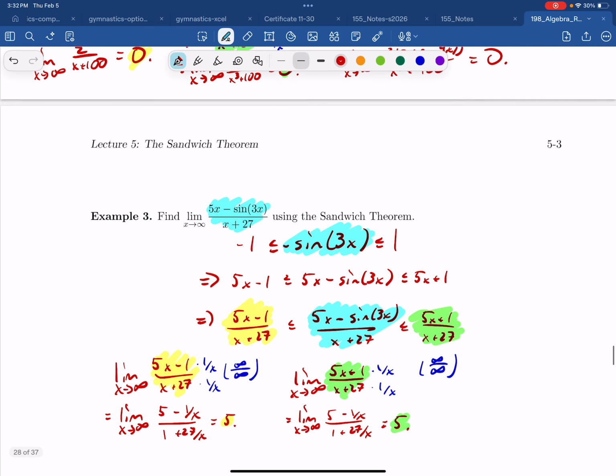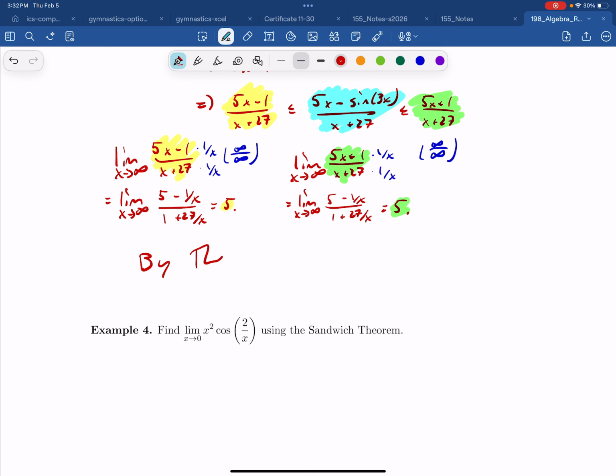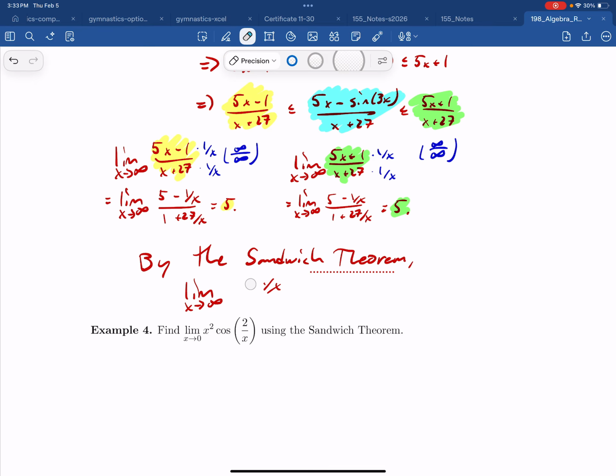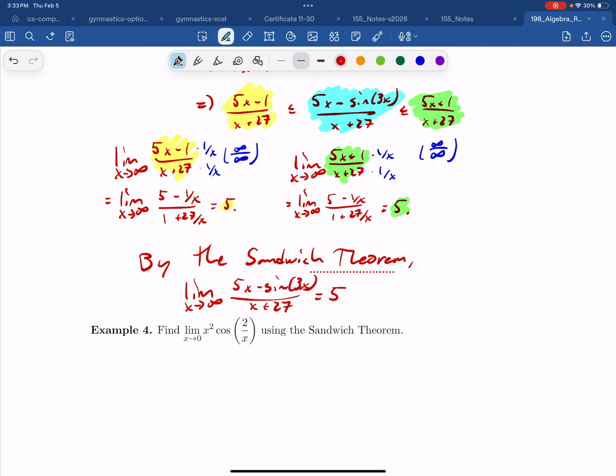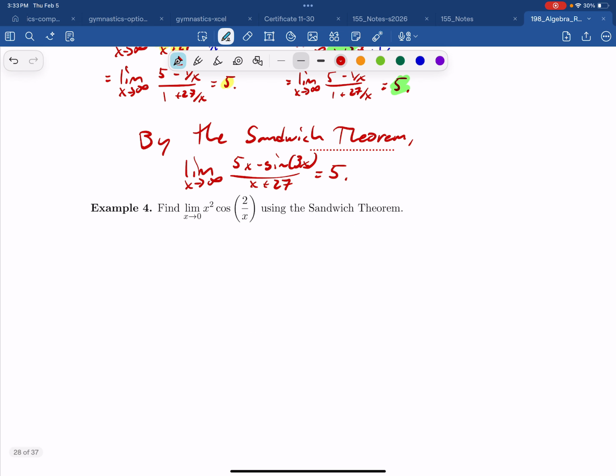Oh, did I say? Yeah, I said by the sandwich theorem. Good thing. Okay. By the sandwich theorem, the limit as x approaches infinity of 5x minus sine of 3x all over x plus 27 equals 5. Not 0, 5. So your answer doesn't always need to be 0. Not only that, x doesn't always need to approach infinity either.